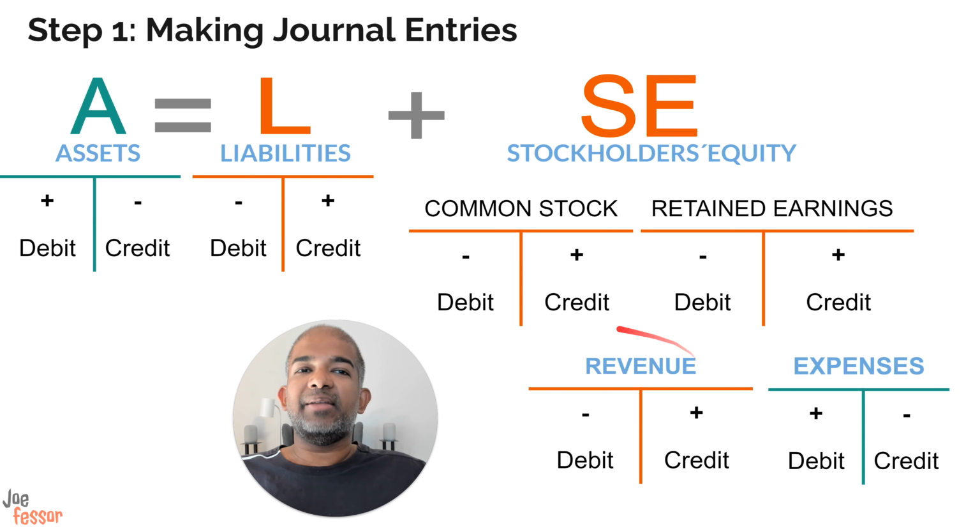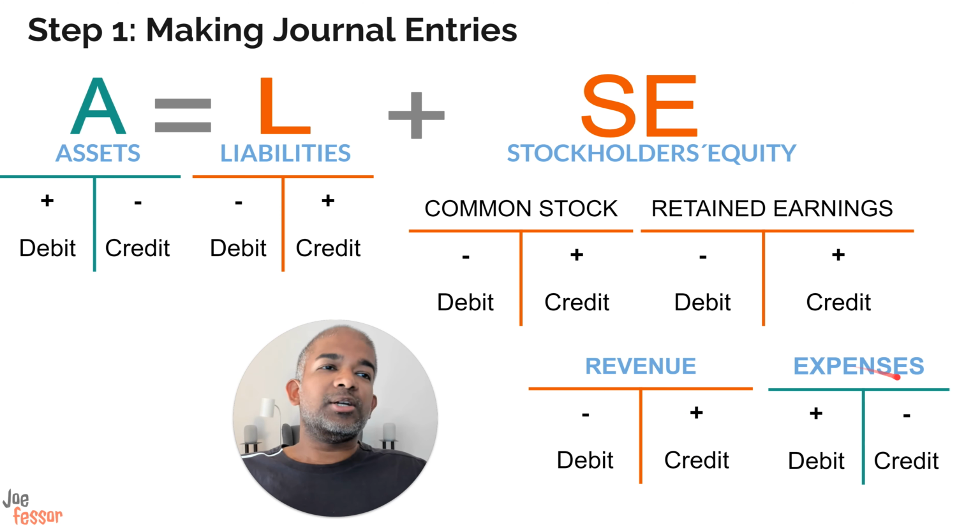And hence, revenues follow the same sign of debit and credit as stockholders' equity. Okay, so when your revenue goes down, or if there is a revenue reversal, you would debit that account. Okay, or if your revenue goes up, you would credit that account.